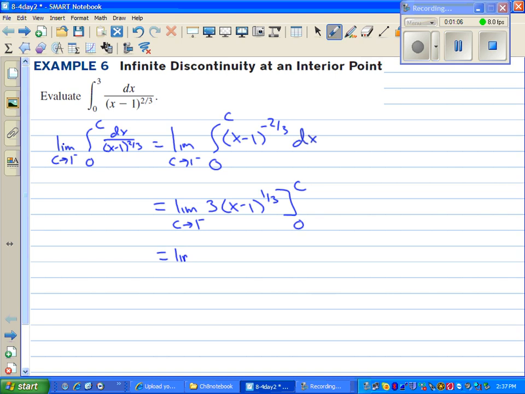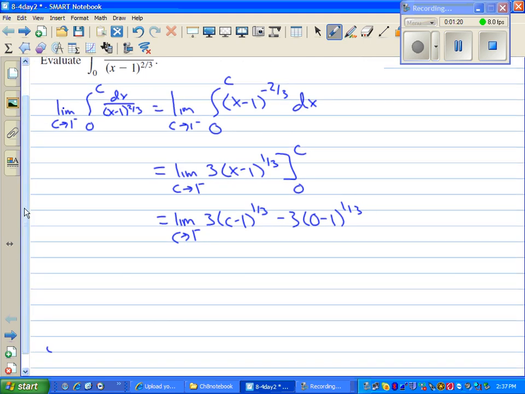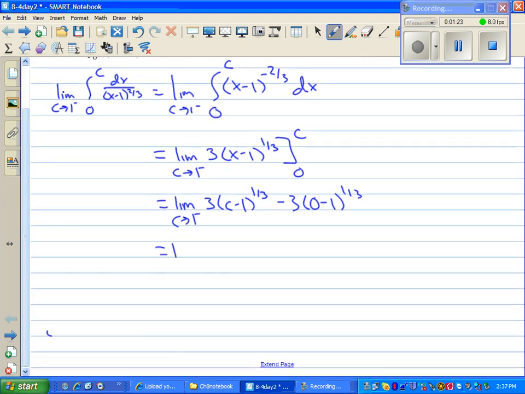So let's plug c in. c approaches 1 from the left. 3 times (c minus 1) to the 1/3. And we'll plug 0 in. We get minus 3 times (0 minus 1) to the 1/3. That's equal to the limit as c approaches 1 from the left of 3 times (c minus 1) to the 1/3. 0 minus 1 is negative 1. Negative 1 to the 1/3 is negative 1. And negative 1 times a negative 3 is going to be plus 3.